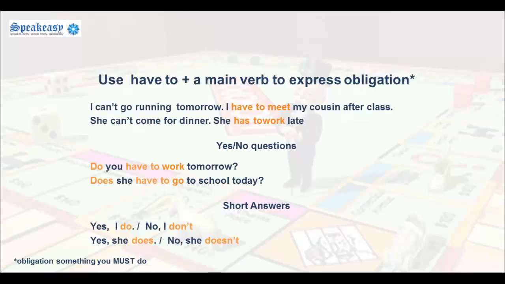And in questions, do you have to work tomorrow? Does she have to go to school today? To which you can reply using the verb do. Yes, I do. Or no, I don't. And in the third person, yes, she does. Or no, she doesn't.